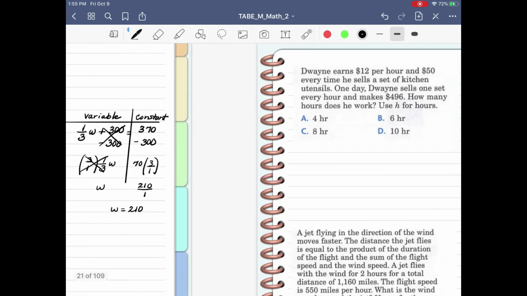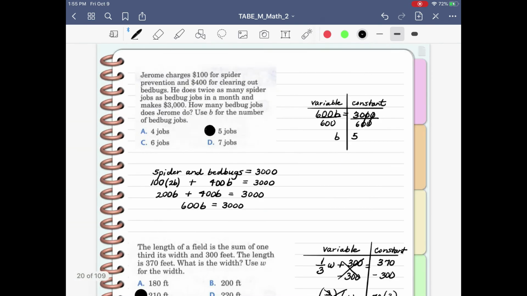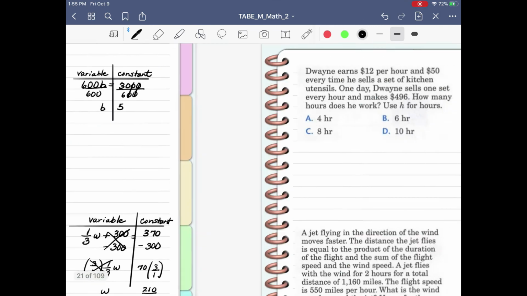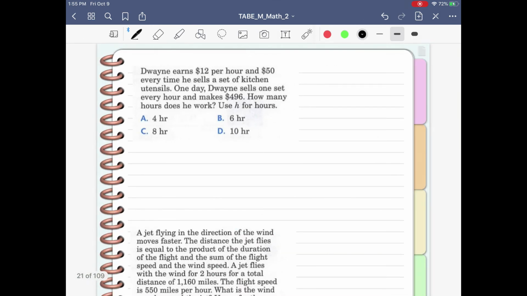Number 15. Is that right? Yes. Dwayne earns $12 per hour and $50 every time he sells a set of kitchen utensils. One day, Dwayne sells one set every hour and makes $496. How many hours does he work? Use H for hours.